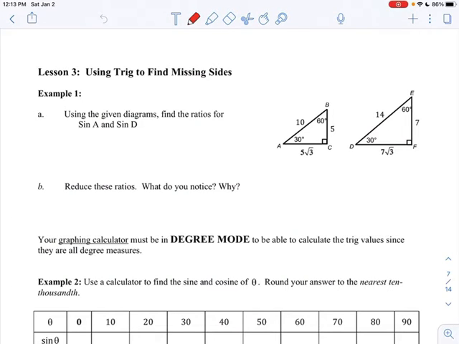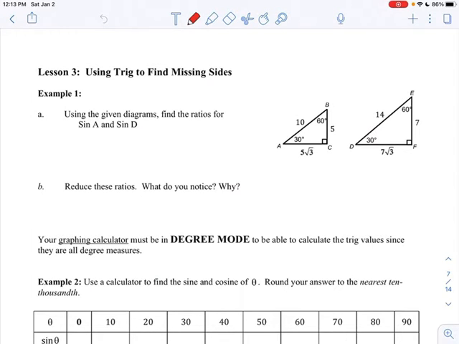Hi GUR, this is Unit 6, Lesson 3, and today we're going to use trig ratios to find missing sides of a triangle. So if you're looking at the first example, I have triangle ABC on the left and triangle DEF on the right. The angles in both triangles are 30, 60, and 90. Their angles are congruent, which means they're similar to each other. Remember, that was one way to prove triangles were similar, by angle.